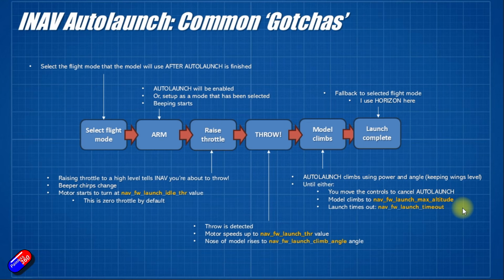In reality, for me, I tend to throw the plane, it starts to climb, and then while it's doing that, get comfortable with my goggles, get comfortable with my radio, and by the time I've finished all that, I just move the stick slightly, that cancels auto launch, and then we're into launch complete. And that is where, at that point, it will fall back into whatever mode you selected right before you arm the model. And that then is you flying normally. And that's the entire process.